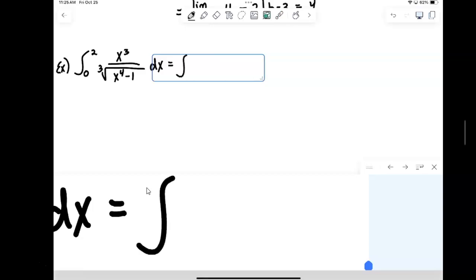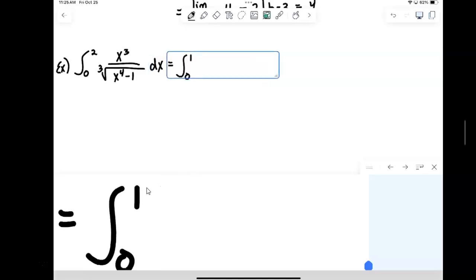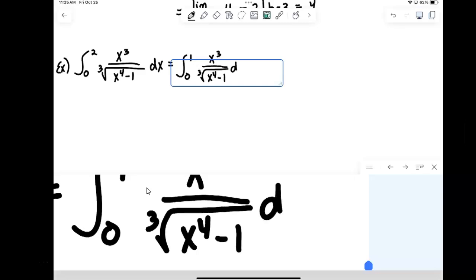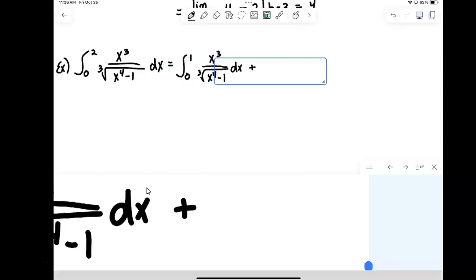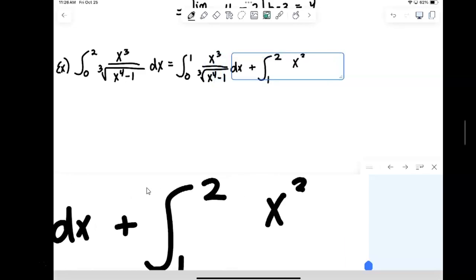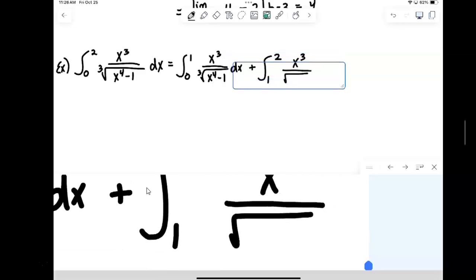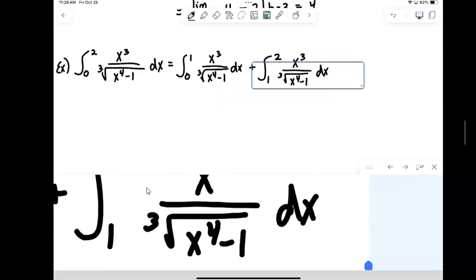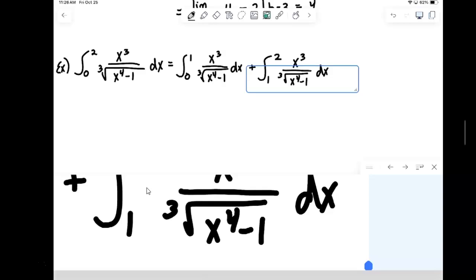So what that means is we're going to actually work this out as two separate integrals. The integral 0 to 1 of that expression plus the integral from 1 to 2 of that integral. So with that in mind, since I'm going to have to do two integrals here, I'm going to go ahead and work out the integral first, get its antiderivative, and then we'll work on our two pieces.